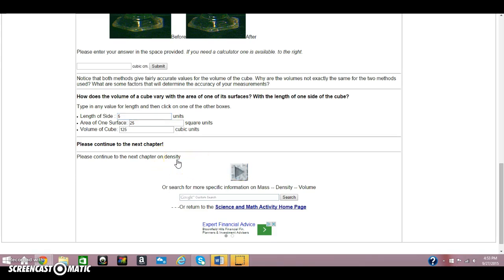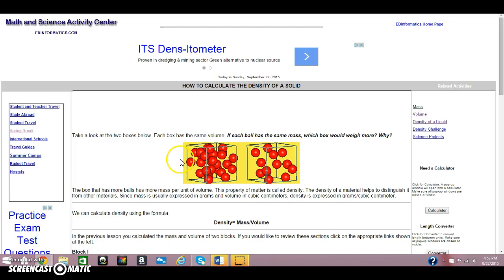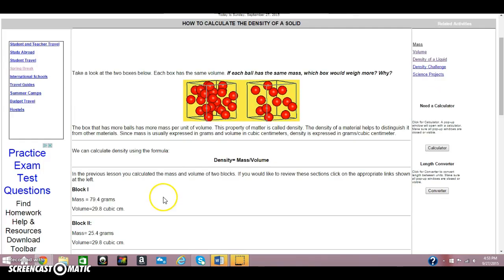And this is where we take what we've learned with mass and volume to calculate density. Now this is all very helpful information. I recommend everyone read it. It is not very difficult to read. What you do need to know is this very important equation. Density equals mass divided by volume.